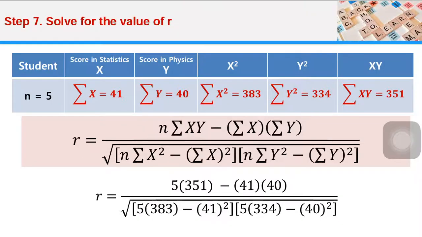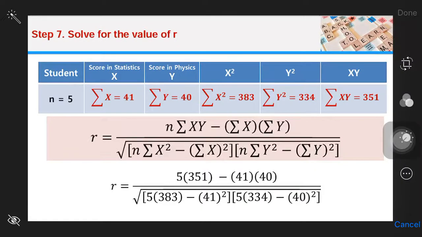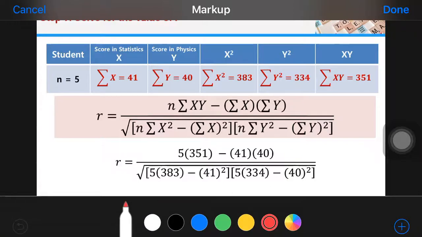Here, if you check, our N is 5. And then, we'll get first to make some markings. Our N is 5. You check it's 5. You multiply by summation of XY, that's 351. Here it's 351. Subtract it by E of X. Our E of X is 41. Check. You multiply by the summation of Y, this one, 40. Over. The square root is for the whole denominator.